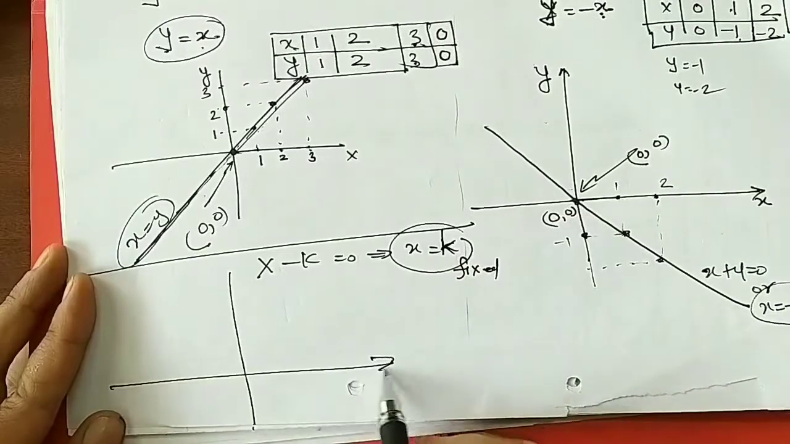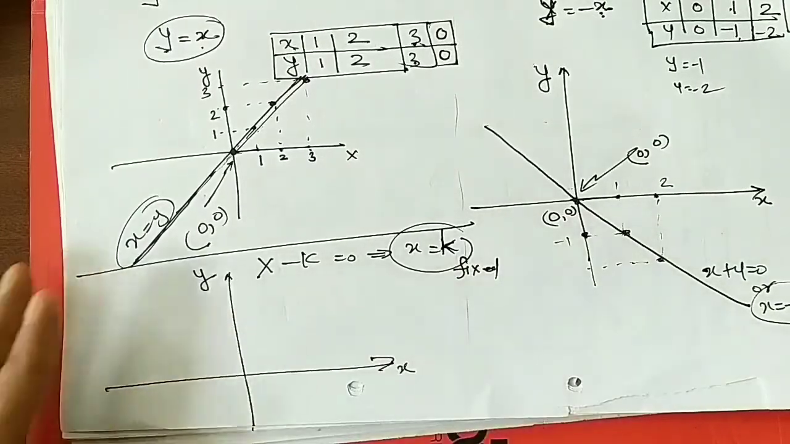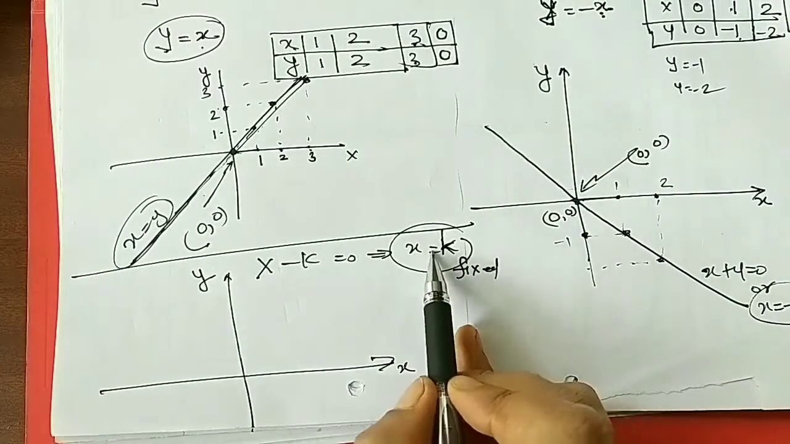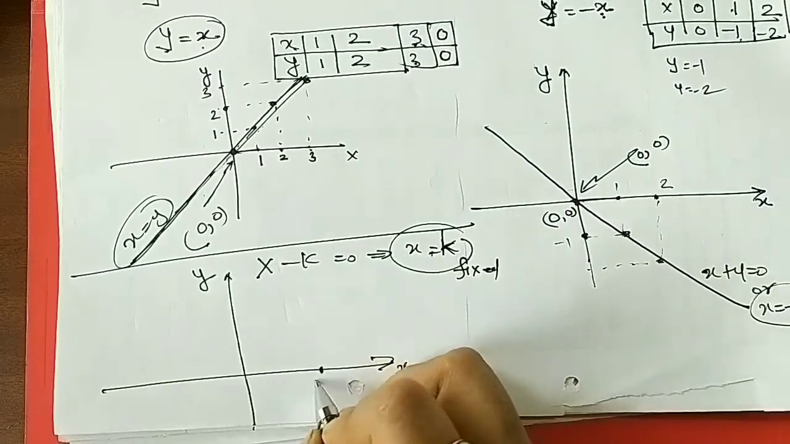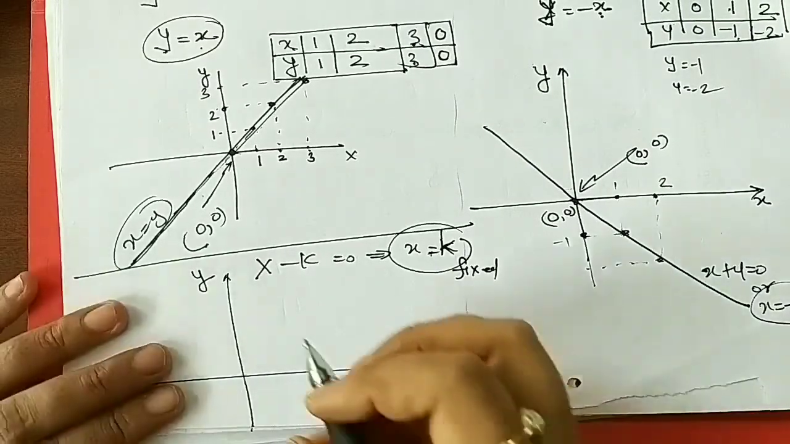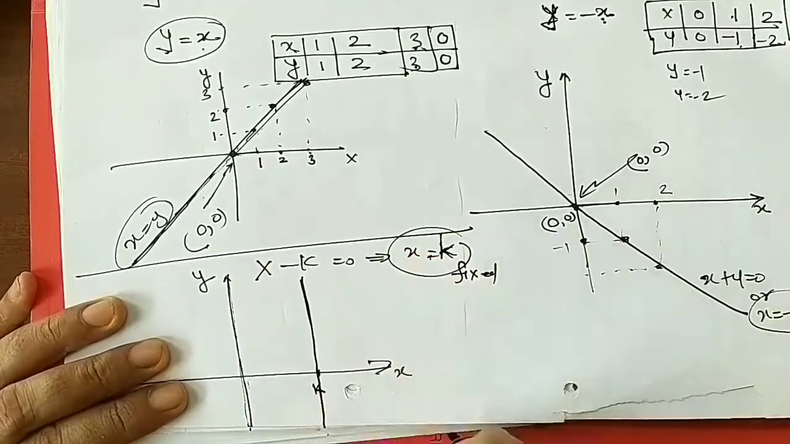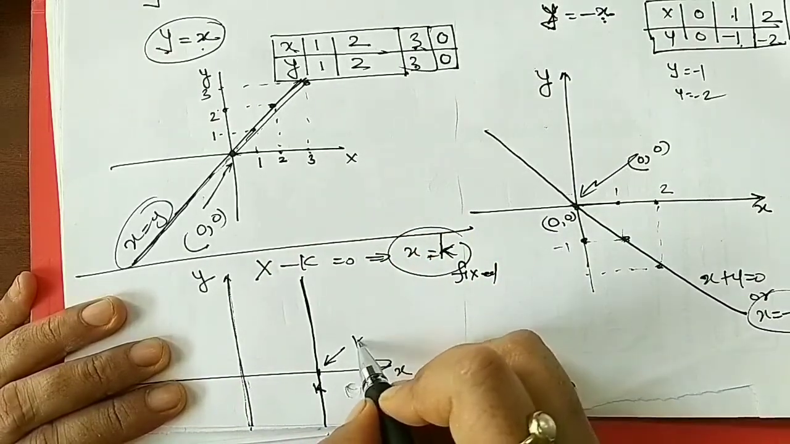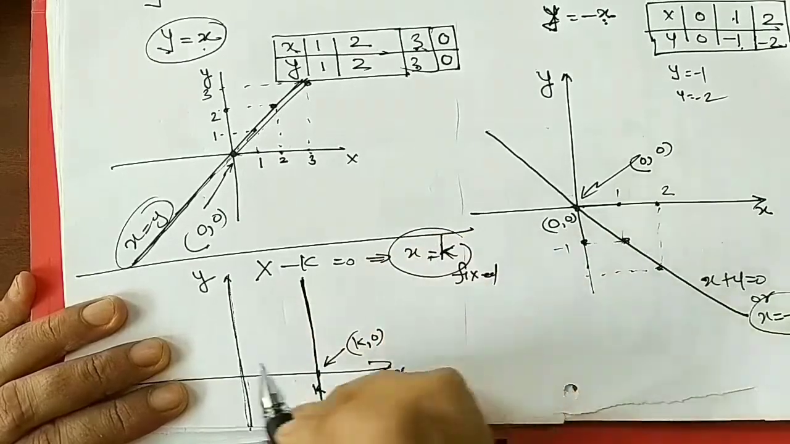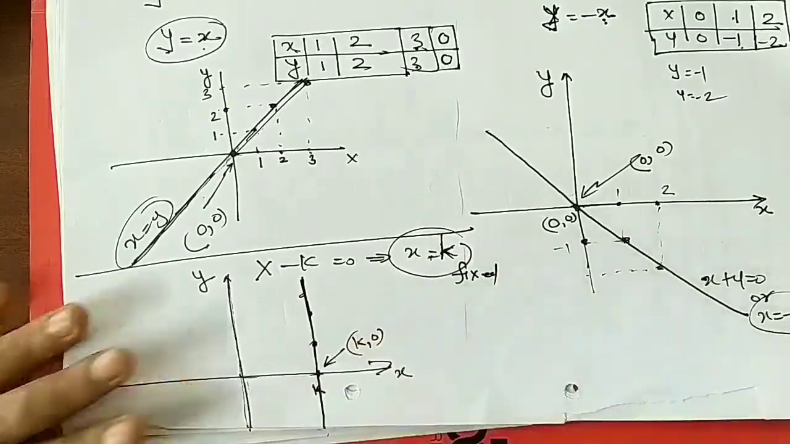So if I want to plot it on x and y axis, so what will happen? They are saying x is fixed at k. So suppose k is somewhere here. Okay, no matter what you take y, so y means on this axis, no matter what you take, x is fixed at k comma 0 here. Okay, no matter which point you take, k here, understood?